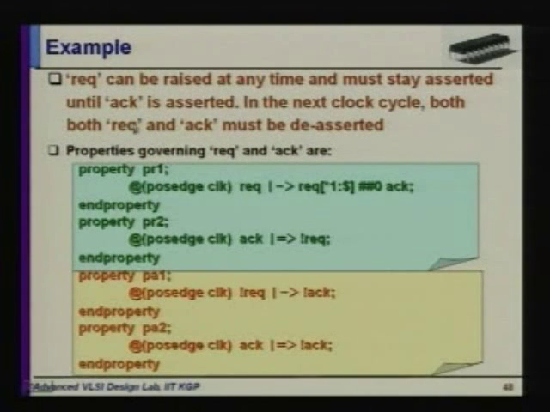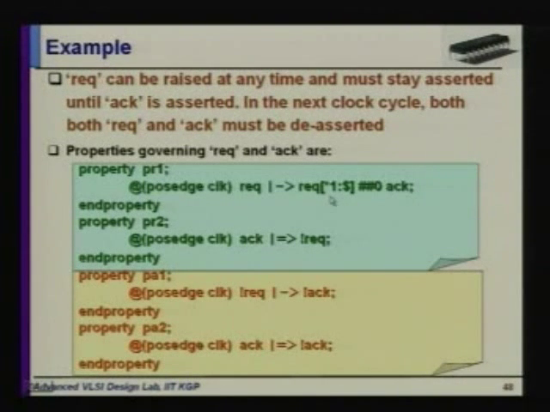Let us take an example: a request can be raised at any time and must stay asserted until acknowledgement is asserted. In the next clock cycle, both request and acknowledgement must be deasserted. So request can be raised at any time, like at the rate of the clock, the first property, request is 1. Then request may be asserted until the end of simulation. It must be asserted until acknowledgement. So it can be asserted any time, and #0 means without any delay.